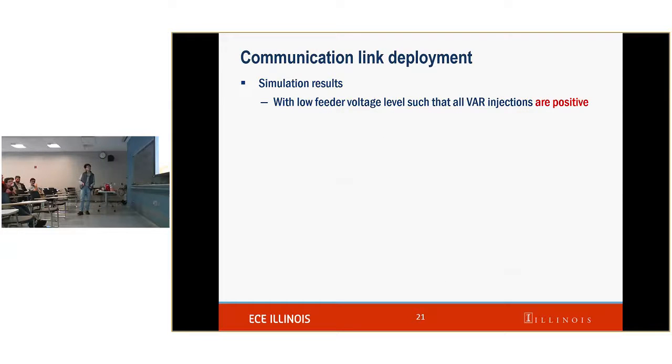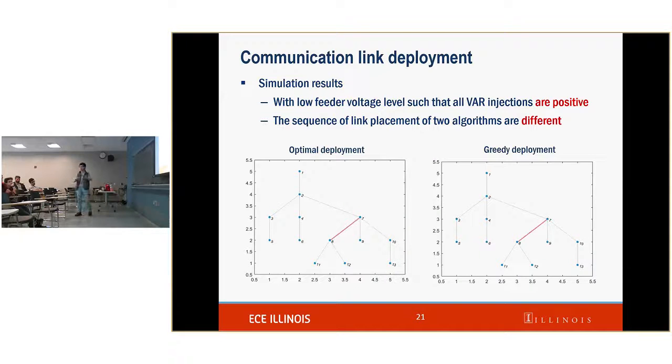And in another case study, we show the sequence of link placement of two algorithms, the optimal one, where we enumerate all the possible cases for this small case, and also a greedy deployment.